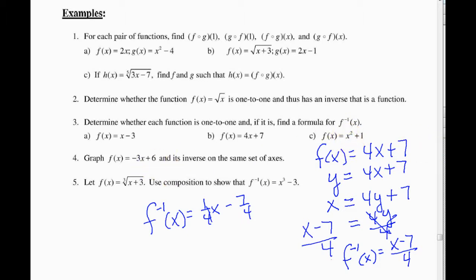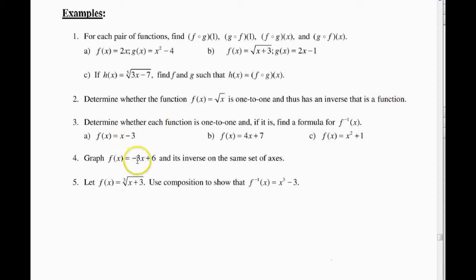And I'm looking at this next one already. So, okay. Now, they want us to graph this and its inverse on the same set of axes. Well, we have our little tool, don't we? But first we have to find its inverse. And it does have an inverse. It's 1-to-1. So it's going to be y equals a negative 3x plus 6. This then becomes x equals a negative 3y plus 6. So we switch the x and the y as part of our recipe.